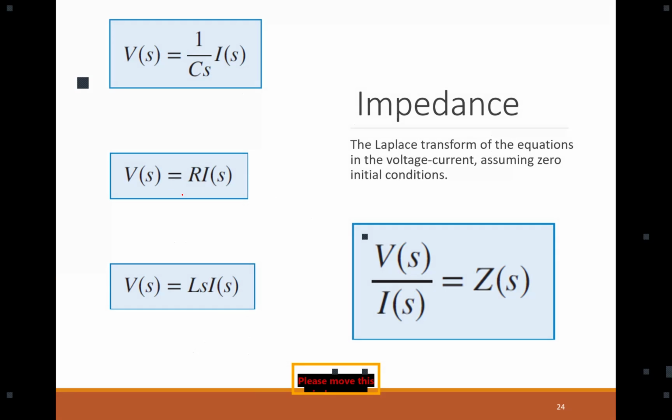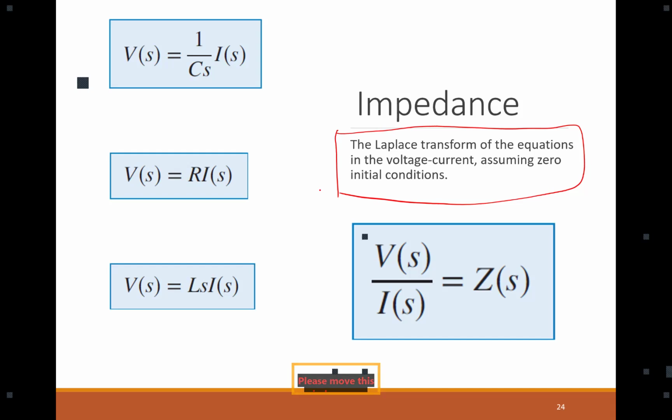We already talked about the model of each component in the S domain, and we called it impedance. I want to emphasize that it's the Laplace transform that describes the voltage-current relation of each component, assuming, remember, zero initial condition, and that is going to be called impedance. So this is the definition of the impedance, if you want.